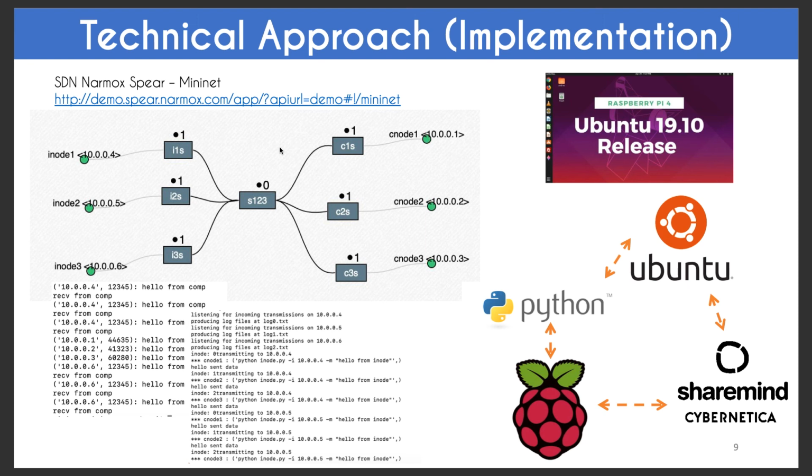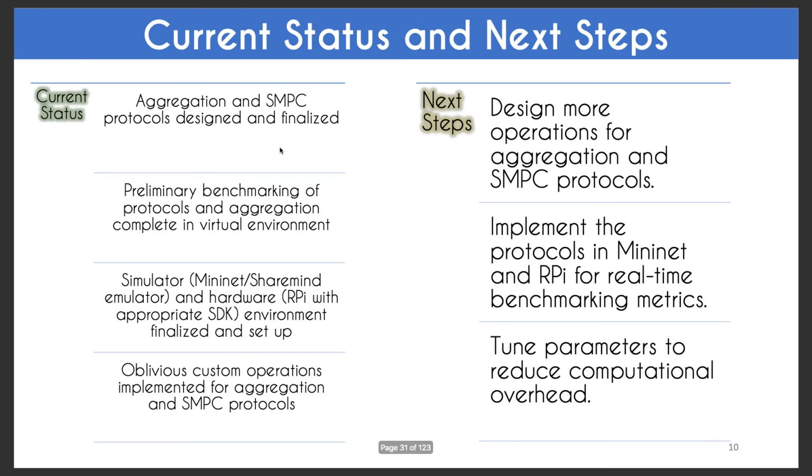And not only that, we have managed to actually install ShareMind on a Raspberry Pi platform, though these SMPC protocols are not actually supported on AMD processors, but we have managed to work with ShareMind and we have implemented it in Raspberry Pi. So instead of just doing it in a simulator environment, we're also going to later show the real-time benchmark performance metrics on hardware as well.